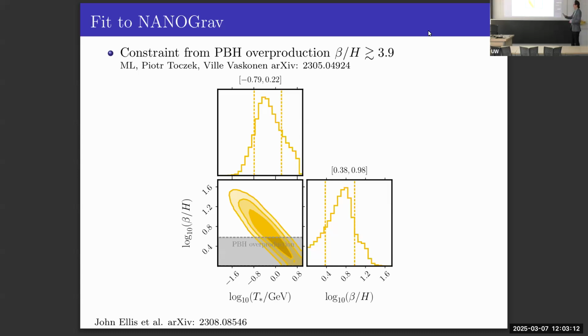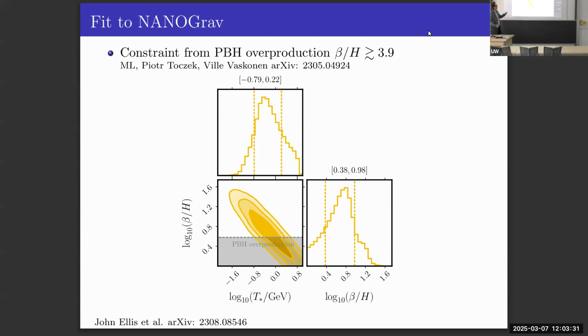never meet. This happens roughly when beta over H is equal to 4. There's another problem, which is that around that time we start producing black holes, probably, but I won't get into that right now. The point is that there are definitely bounds on this, and as you see, our fit only works very close to those bounds.